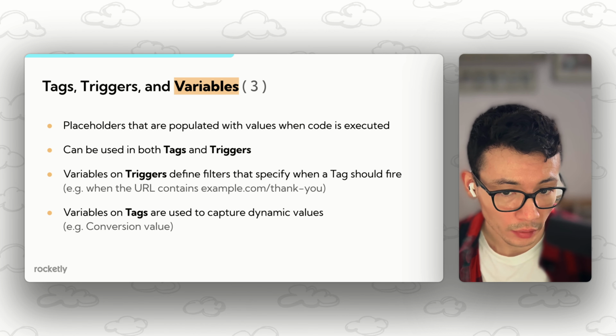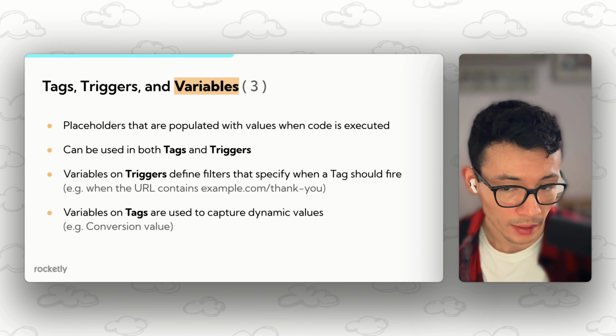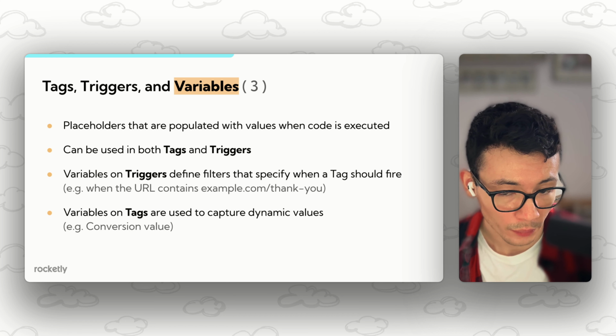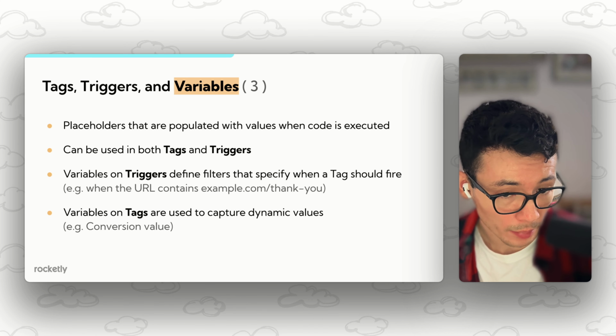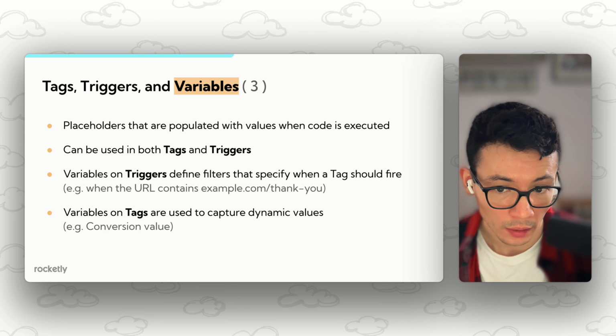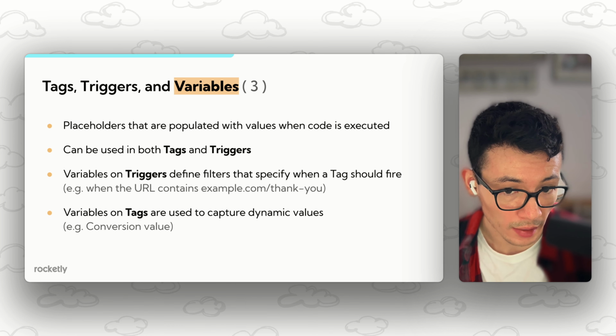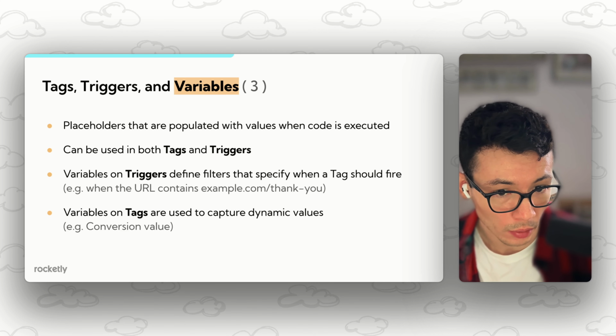So a variable on a trigger is a defined set of filters that specify when a tag should be fired. So I might have a trigger that should fire when a URL contains a specific variable value, like my website /thank_you. So the trigger is when a URL contains, and then the variable would be example.com/thank_you in this case.